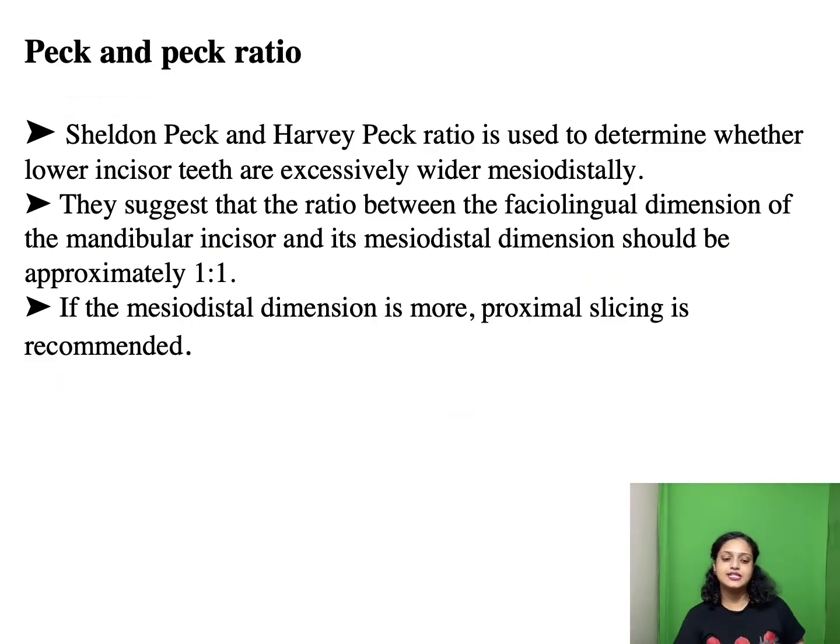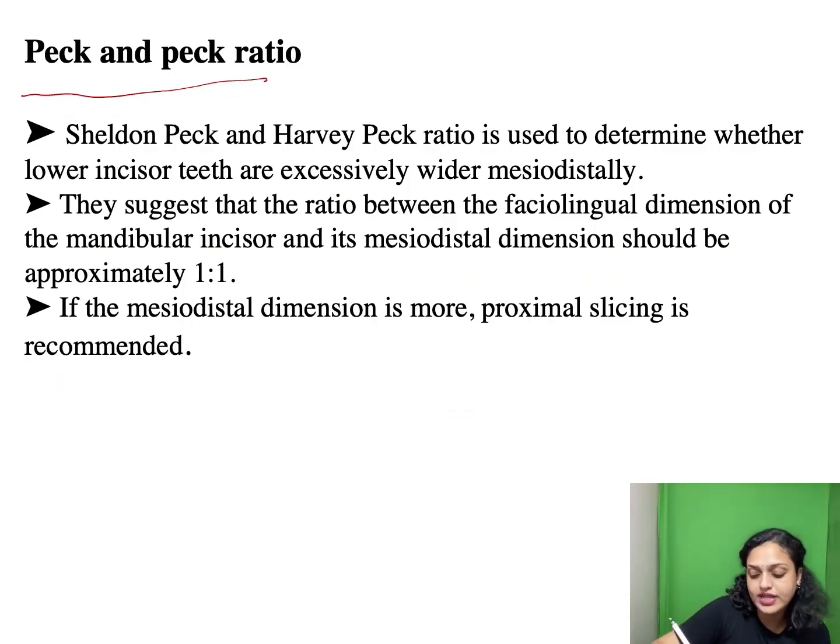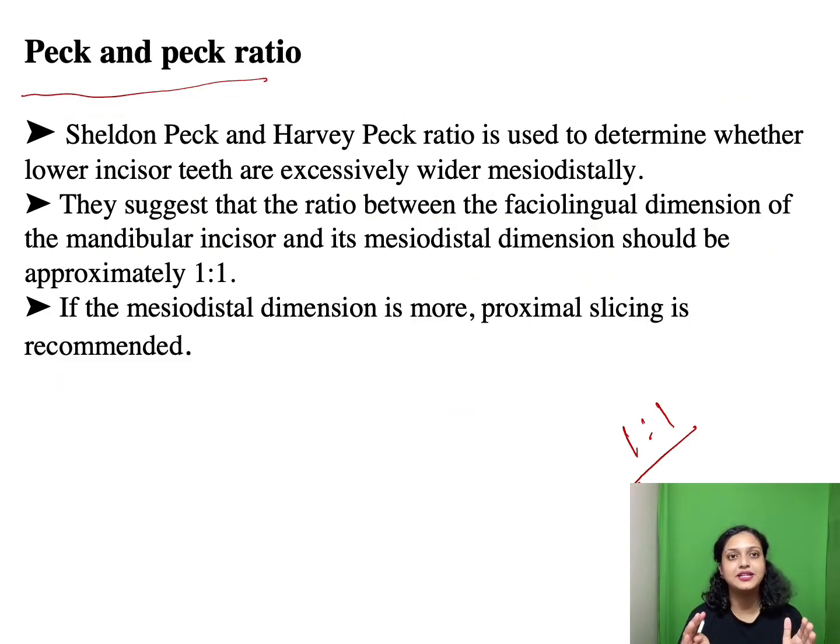Next is something they had asked in the AIIMS exam, called Peck and Peck analysis. Peck and Peck analysis is an analysis for lower incisor teeth, just to check whether they are excessively wide mesiodistally. The ratio between the faciolingual dimension of the mandibular incisor and the mesiodistal dimension should be 1:1 for lower incisors. If the mesiodistal dimension is more, then it means that the lower incisors will be crowded, so you need to do interproximal stripping. So this is the Peck and Peck ratio. They might ask you which analysis is used just for lower incisors, which is Peck and Peck.